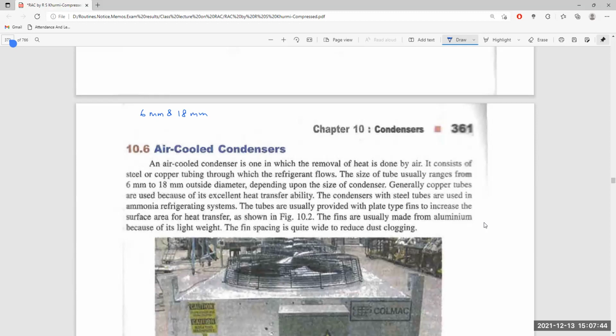The tubes are usually provided with plate fins to increase the surface area for heat transfer. The fins are generally made from aluminum because of its light weight and high conducting capacity. Fin spacing is quite wide to reduce dust clogging.